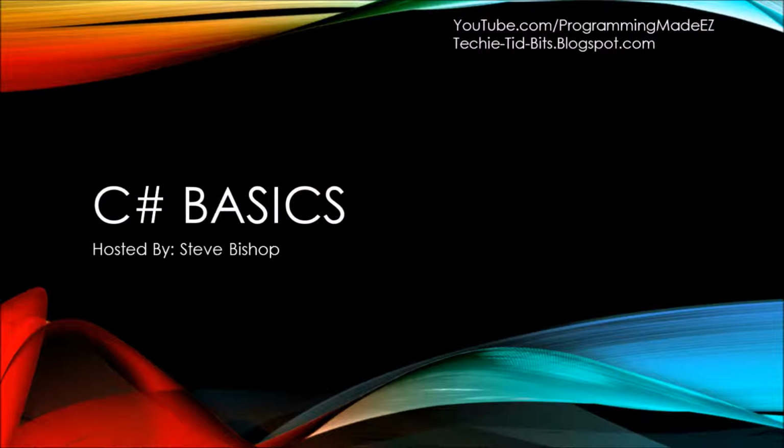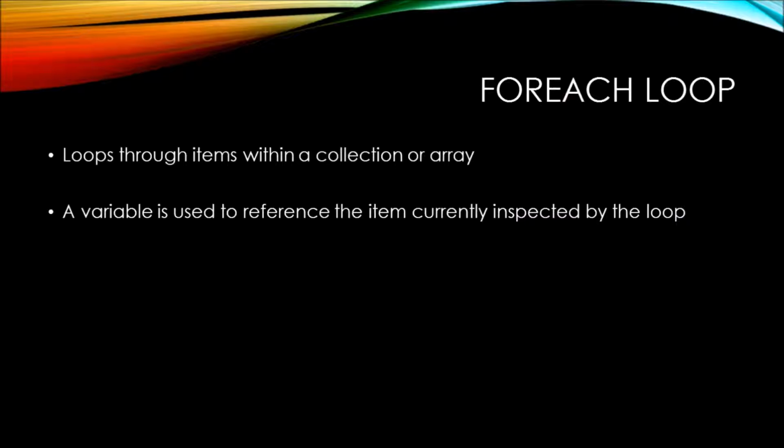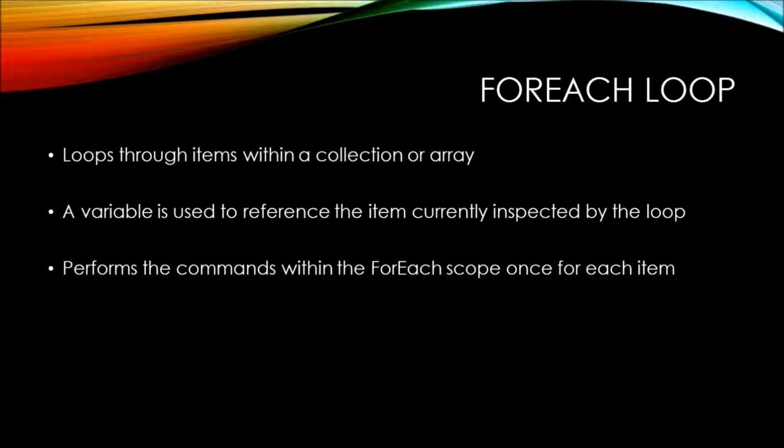In this video on C# Basics, we'll be taking a look at the foreach loop. Now the foreach loop loops through items within a collection or array. The foreach loop uses a variable to reference the item that's currently inspected by the loop. Then it performs the commands within the foreach scope once for each item within the collection.